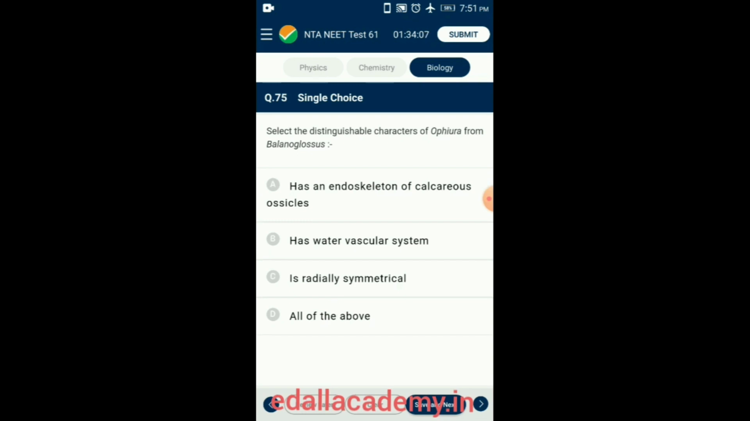Question number 75. Select the distinguishable characters of Ophiura from Glossobalanus. All of the above characters are common under the phylum Echinodermata, for example Ophiura, but hemichordates, for example Glossobalanus, are bilaterally symmetrical animals and they do not show the above characters. So the answer is option D, all of the above.